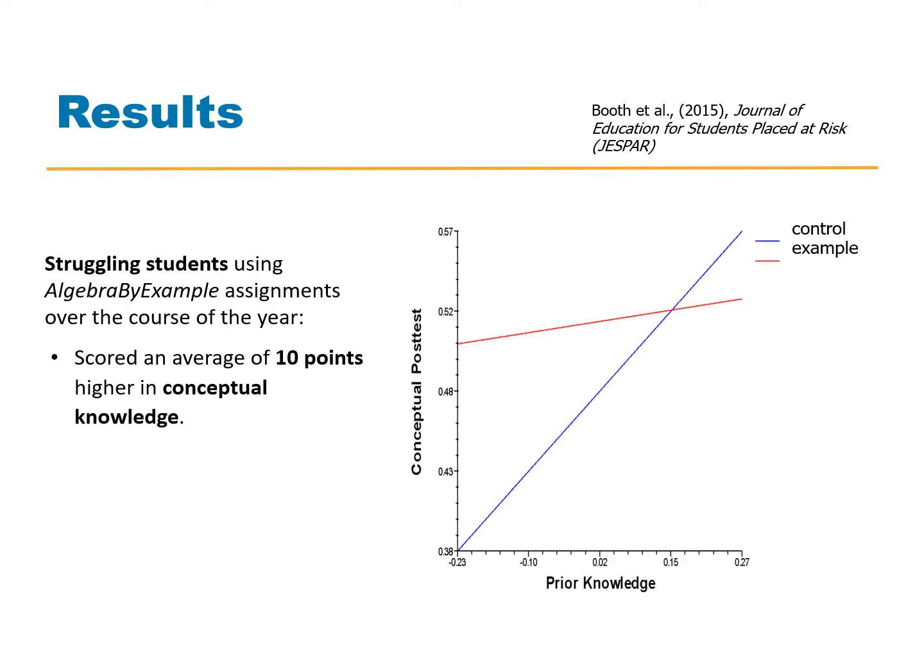Struggling students using Algebra by Example assignments over the course of the year scored an average of 10 points higher in conceptual knowledge, which plays a critical role in the Tennessee state standards. Algebra by Example students who scored low in the pretest scored significantly better than their control peers at the end of the year.